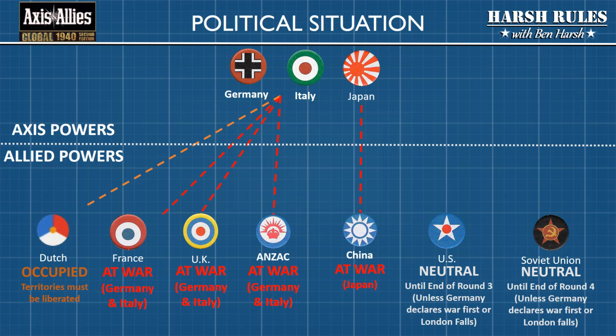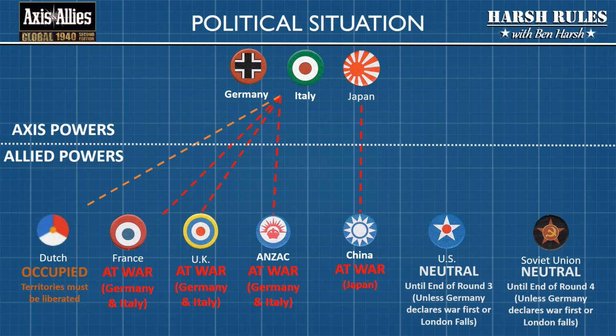Unprovoked, the US will remain out of the war until the end of Round 3, and the Soviet Union will remain out of the war until Round 4. However, these powers will enter the war early if attacked by an Axis power or London falls. With the national powers involved in the Pacific theater, all nations except China must still formally enter the war against Japan. All over the globe, each nation will need to manage the political situation to find the best opportunity to enter the war or provoke other nations into the conflict.